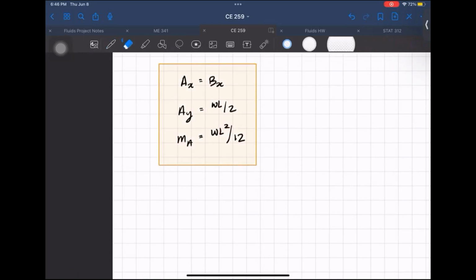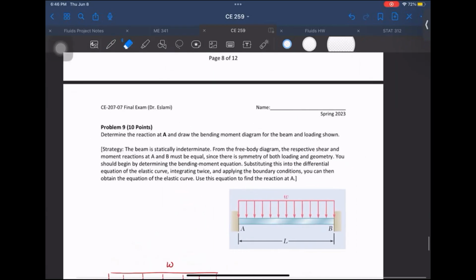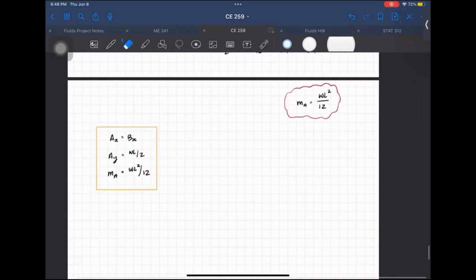Now the last thing that the problem asks is to draw the bending moment diagram for the beam and loading shown. Okay. So let's do that very quickly.